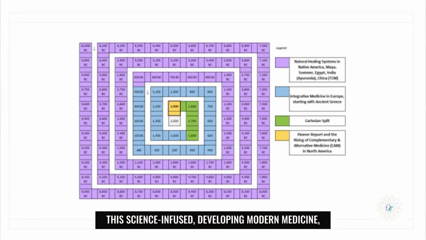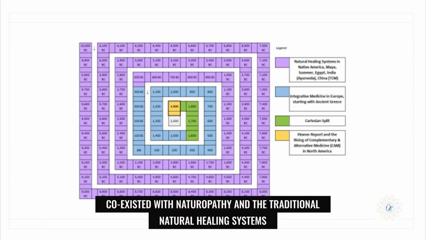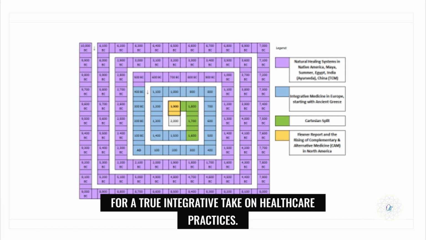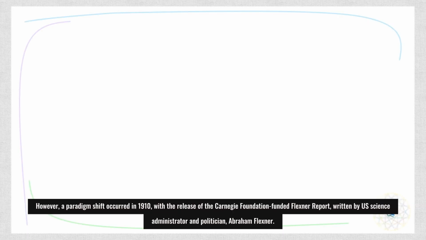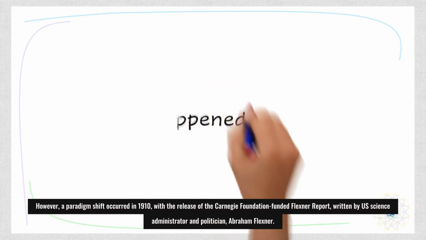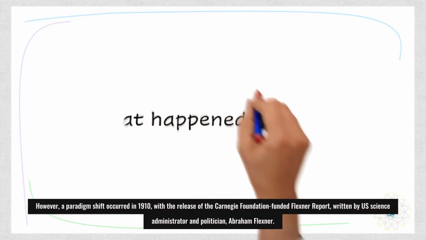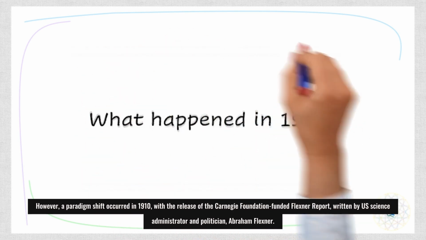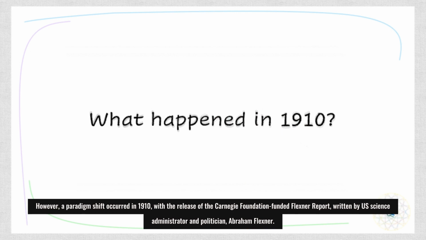This science-infused, developing modern medicine, coexisted with naturopathy and the traditional natural healing systems of the Native American peoples until 1910 in North America, for a true integrative take on healthcare practices. However, a paradigm shift occurred in 1910, with the release of the Carnegie Foundation-funded Flexner Report, written by U.S. science administrator and politician, Abraham Flexner.